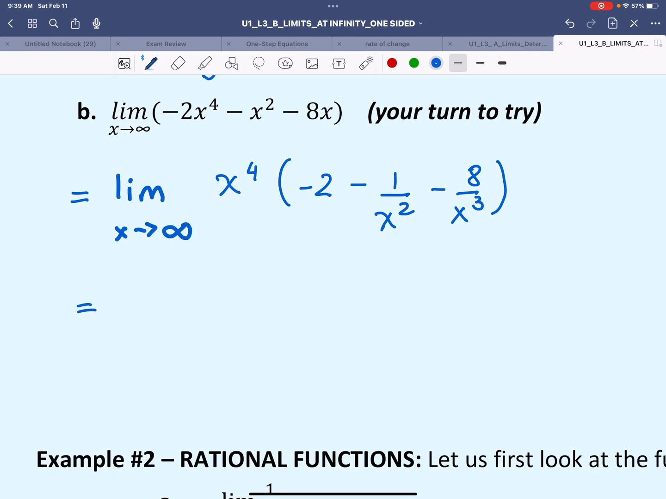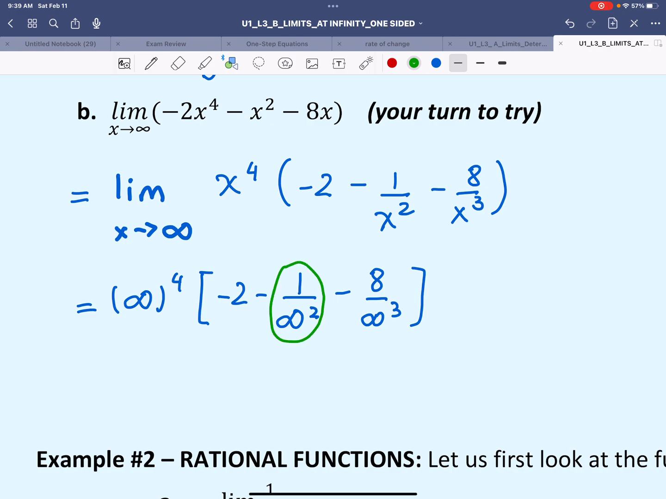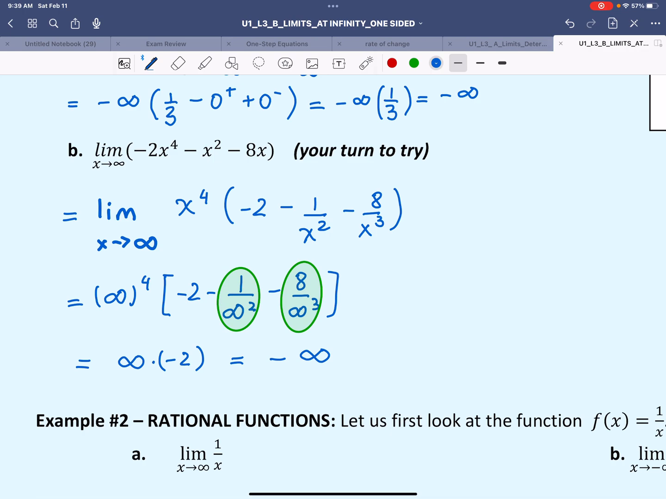So substitute x by infinity, so infinity to the power 4. Then we have minus 2 minus 1 over infinity squared minus 8 over infinity cubed. And we know that we're going to have practically a 0 for these two terms because we have a constant divided by infinity, which will make this infinity to the 4 times negative 2. Infinity times negative 2 is negative infinity, and that would be the value of the limit. When you think about it, this is a 4th degree polynomial function with a negative leading coefficient, so the behavior of this function will be that of a parabola that opens down, which means that when x approaches positive infinity, the right end of the graph will be heading towards negative infinity.